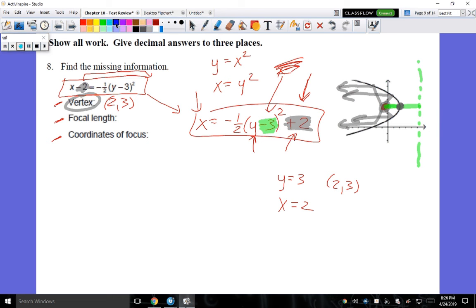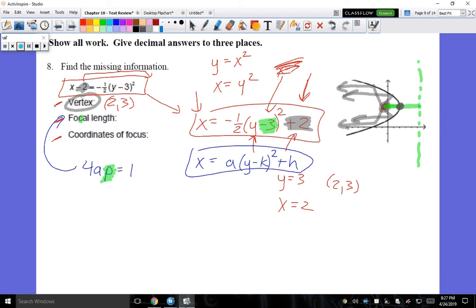Okay, focal length. We got this, and we use this to find the focal length. Now we've been working with ellipses, where the focal length is usually the letter c, but with parabolas we're using p. So p is what we're looking for. And if you remember from the standard form of this equation, it's x is equal to a times (y minus k) squared plus h. This right here is the standard form for the horizontal parabola.